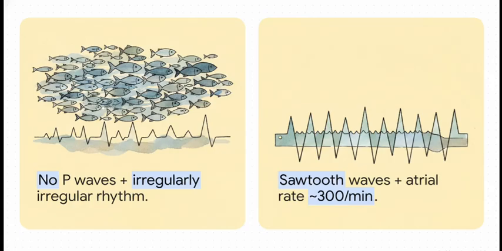If the vignette says no P waves and an irregularly irregular rhythm, boom, you immediately lock in atrial fibrillation. If they describe sawtooth flutter waves, especially if they specifically mention leads I, 3, and aVF with an atrial rate of around 300 per minute, you immediately lock in atrial flutter.